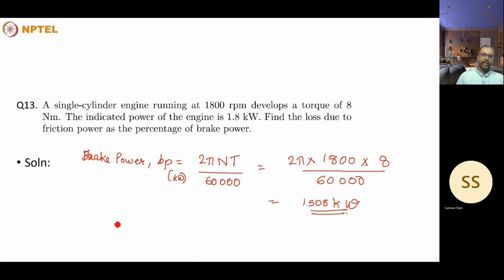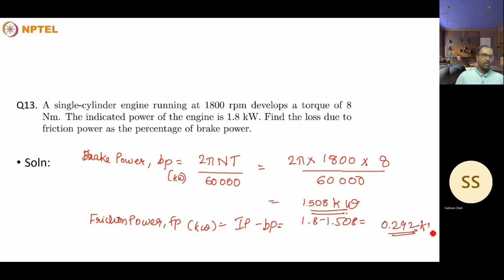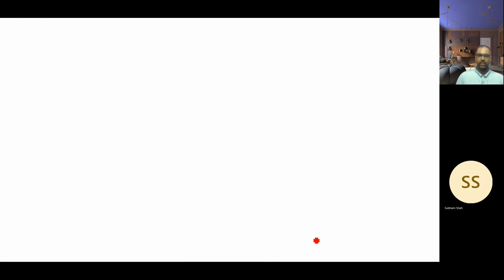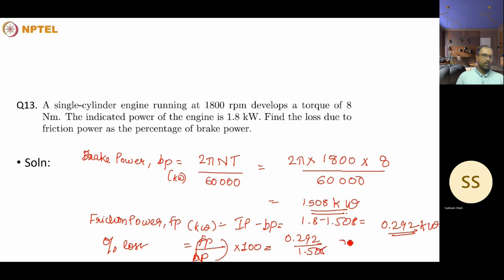Then we have to calculate the friction power. Friction power in kilowatt is equal to indicated power minus brake power, that will be equal to 1.8 minus 1.508, equal to 0.292 kilowatt. So the percentage loss is equal to friction power divided by brake power multiplied by 100, that is 0.292 divided by 1.508 multiplied by 100, which comes around 90.36 percentage.